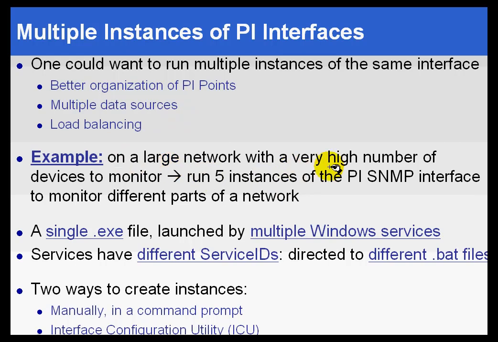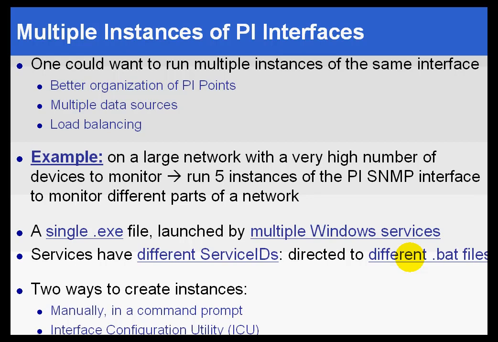So a good example, if you've got a very high number of devices to monitor, for example, using the SNMP interface, you may end up starting 5 instances of that to monitor the different parts of the network. So what you end up doing is launching that executable file, but you do it using multiple Windows services. So it's multiple Windows services that have been configured with different service IDs and pointing to different batch files so that the parameters are different, but it's still the single executable.